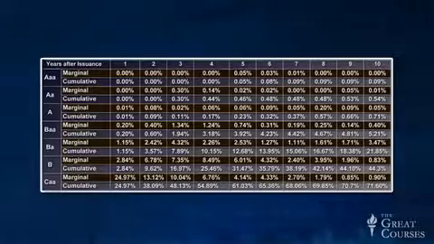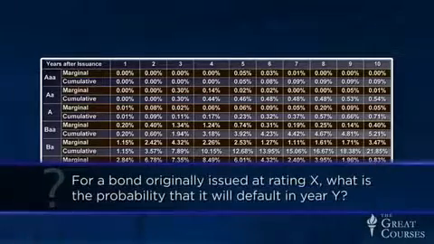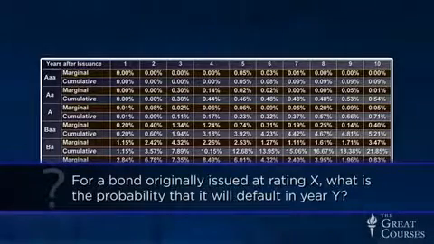The first column is for within 1 year. The second column is for within 2 years. This extends all the way up to within 10 years. Down the side is the credit rating, the best rating at the top falling to the worst rating at the bottom. The numbers in the matrix answer the following question. For a bond originally issued at rating X, what is the probability that it will default within Y years?